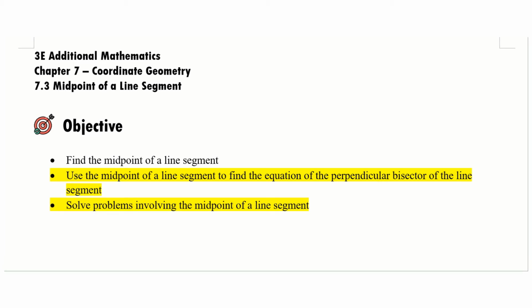Hello everybody, today's video is a continuation for chapter 7 on coordinate geometry. We will be taking a look at chapter 7.3, midpoint of a line segment. This is a part 2 video.